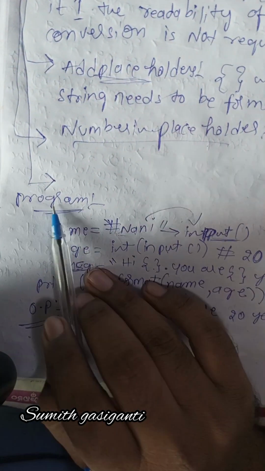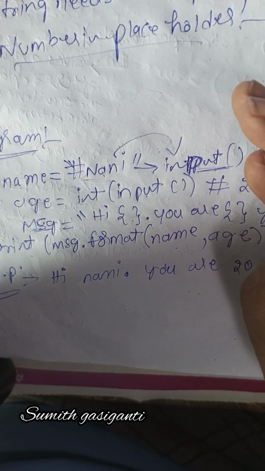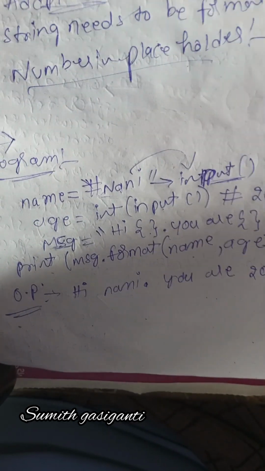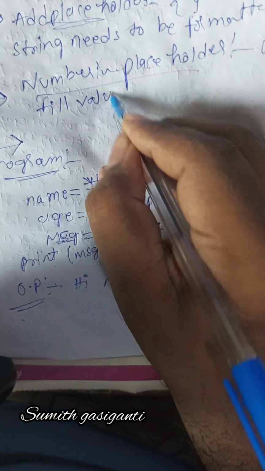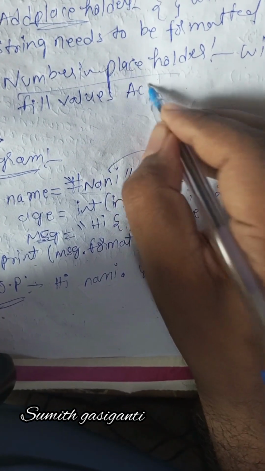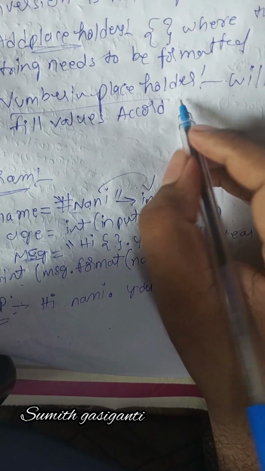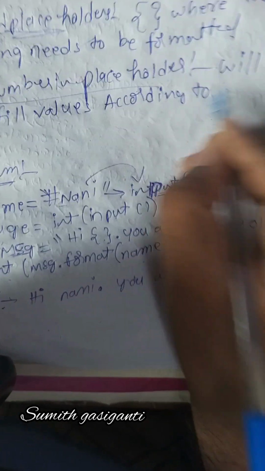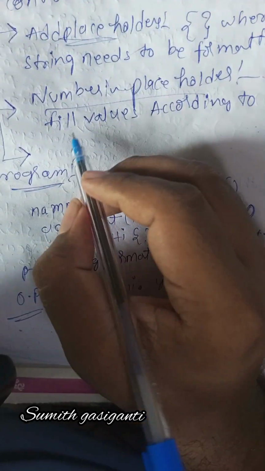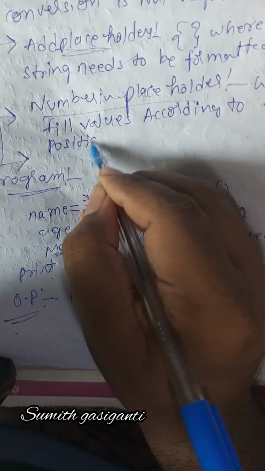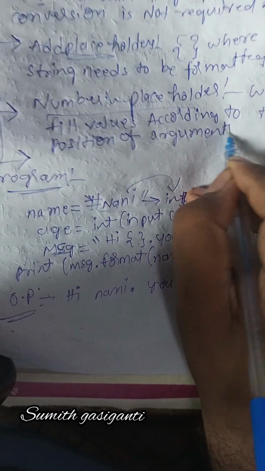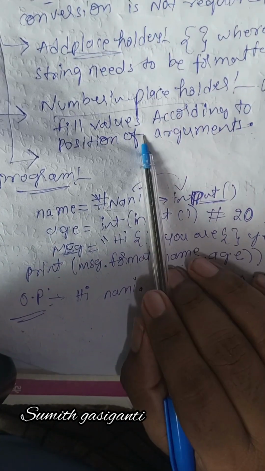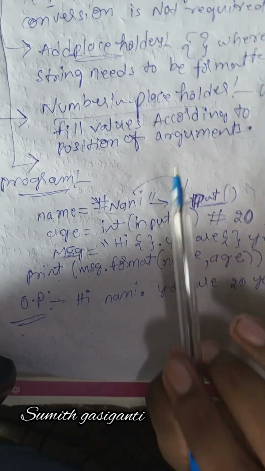Coming to numbering placeholder. Numbering placeholder means it will fill values according to the positions of arguments. Numbering placeholder will fill values according to the position of arguments.